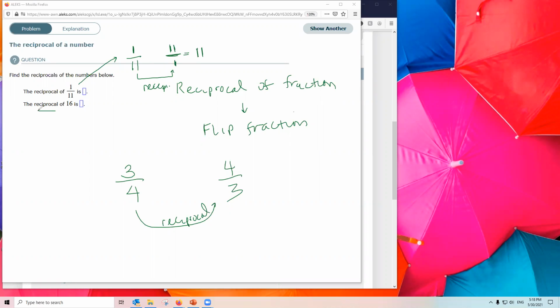Let me go to the second part. It says, what's the reciprocal of 16? Well, what I'd like to do here is rewrite 16 as a fraction. So anytime I have a whole number, I can always take the whole number and put it over 1. So 16 is the same as 16/1. Now I'm going to get its reciprocal by flipping that upside down. So that's going to be 1/16. Okay, so reciprocal of a fraction means flip the fraction upside down.